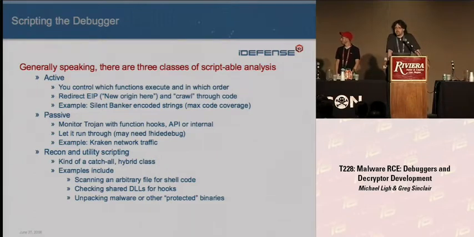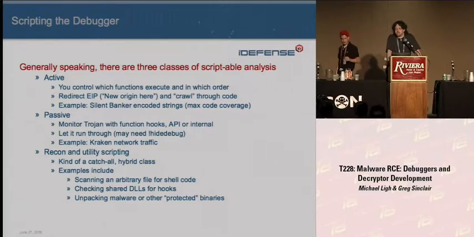Example would be trying to recover strings, because as we all know, malware loves to obfuscate a string, so you can't see what is actually being done just by looking through a strings output. So you find the function that decrypts it for it, and then you run every string you can find through that.